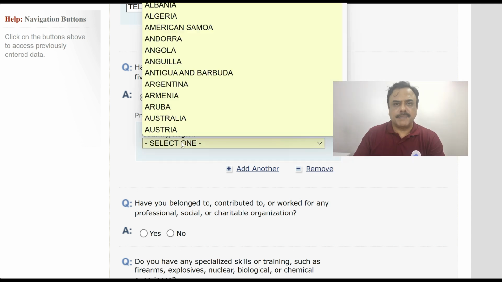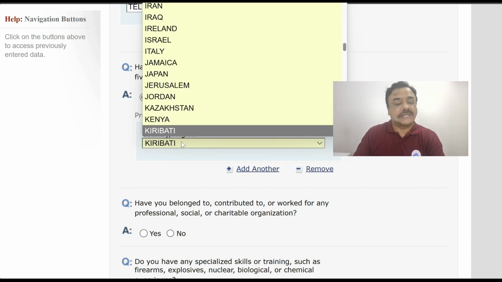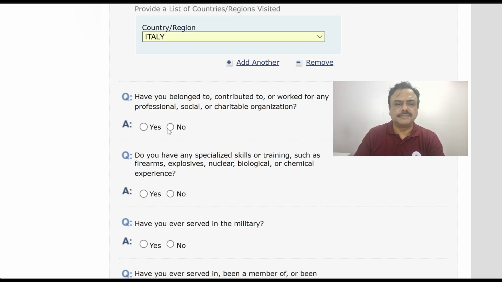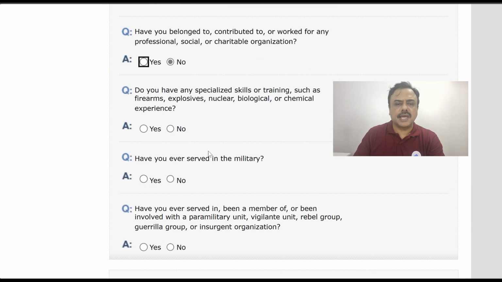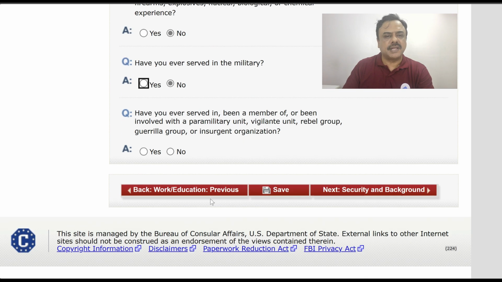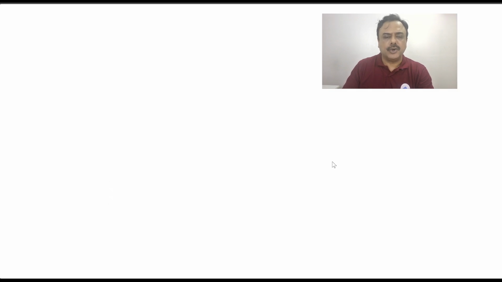If you have traveled abroad and you have a stamping in the visa, it's a positive again. So if you do have information, go ahead and provide the same. Read the questions carefully, mark no where necessary. In case you have worked for any charitable organization, even within the college, you can mention yes. Others, read through it. If it is not applicable, then mark no and go forward.